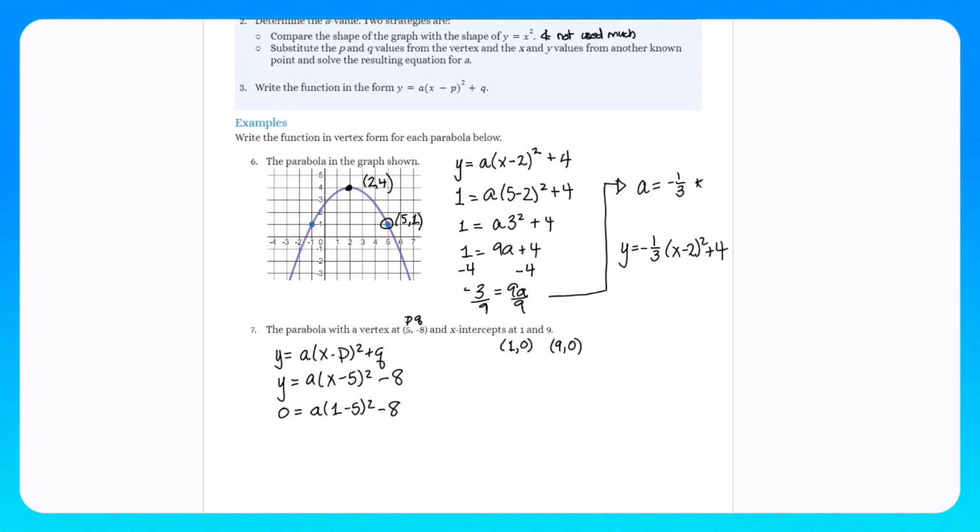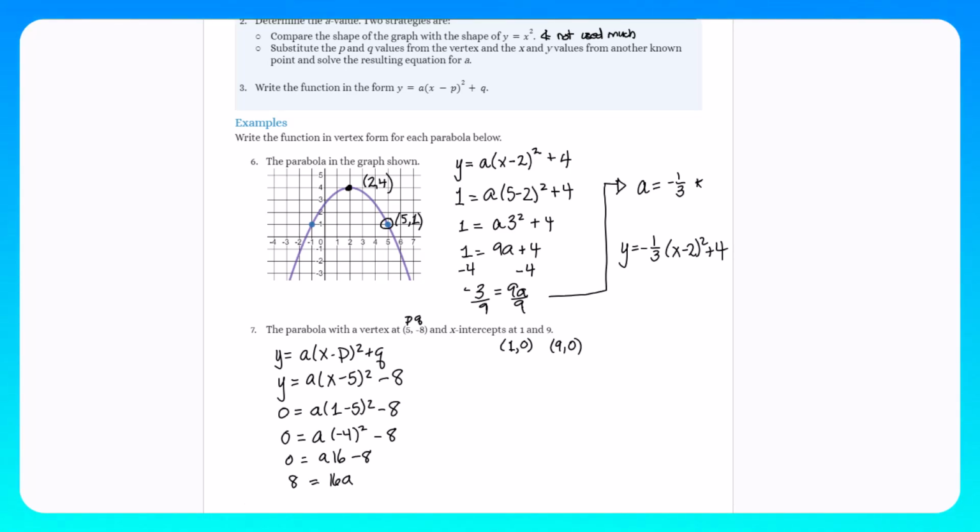And I'm going to start simplifying. I'm going to do those brackets in there and get those. 1 minus 5 is -4. And that's the same thing as 16. You can write the 16 in front of the A if you wish. We're going to add 8 to both sides. And that's going to give me 8 equals 16a.